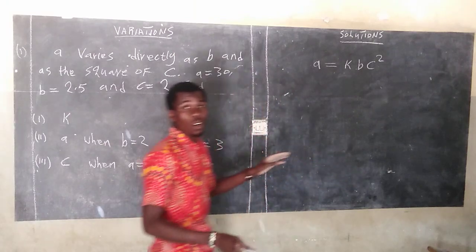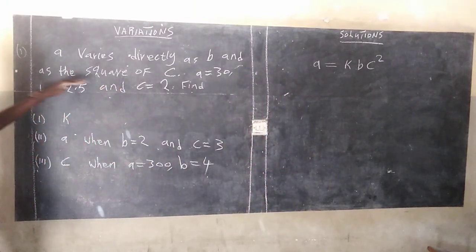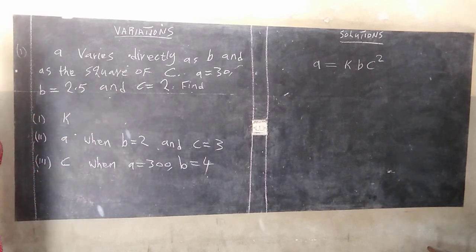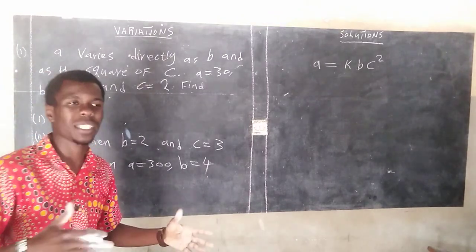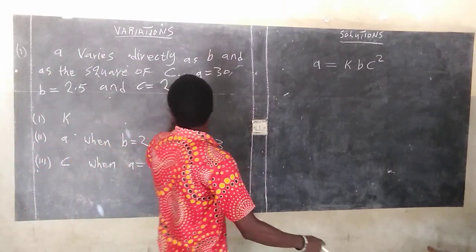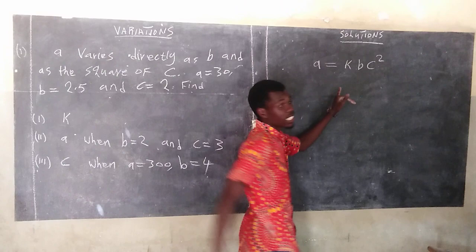So here there's no division because there is no inversity in the statement. But if somewhere in the statement it is written inversely, you would have divided. Since there's a full stop here, this is now our formula.